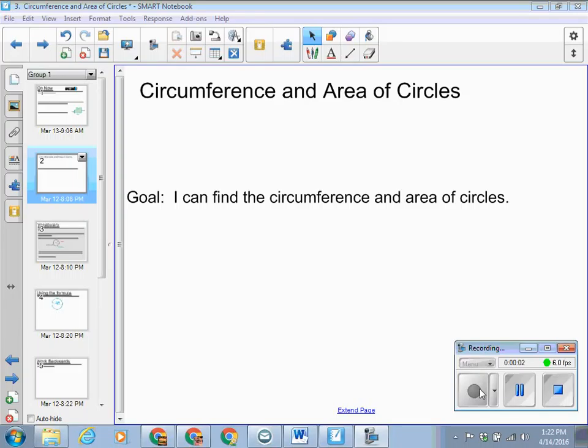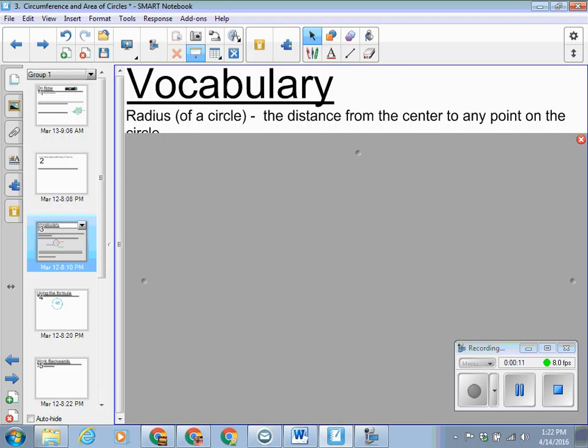Today's lesson is over the circumference and area of circles. The goal is to be able to find both the circumference and the area of circles. Some vocabulary to start off with: we start with radius.